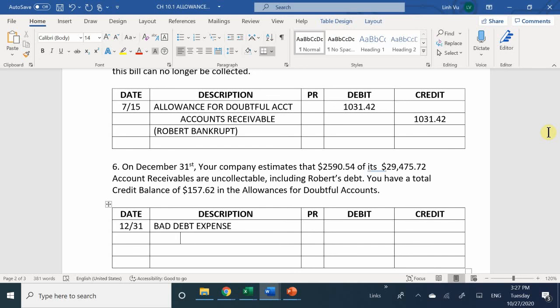So for that first portion, I have 26,885.18. Say that again? Yeah, for that, just the first part. This does not include, oh, it is including Robert's debt. Okay. I'm reading. So the total then in between that, from that 29,475.72 is $26,885.18. Okay, let's take a step back.